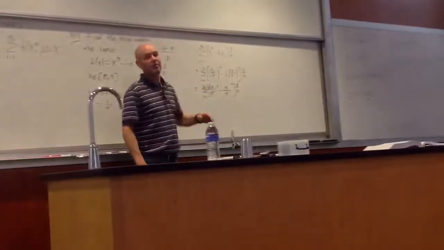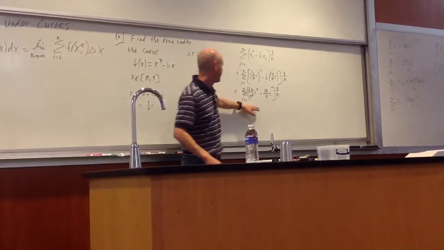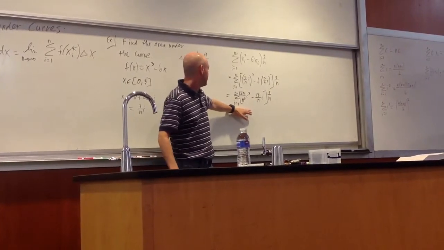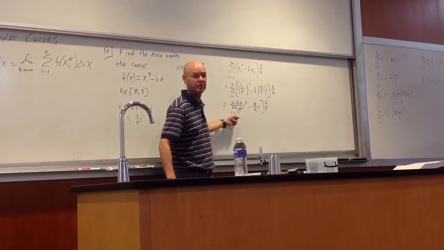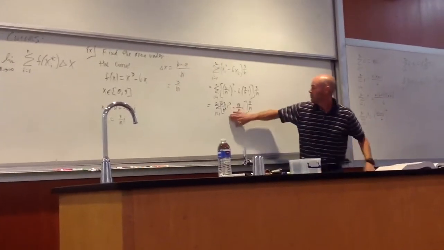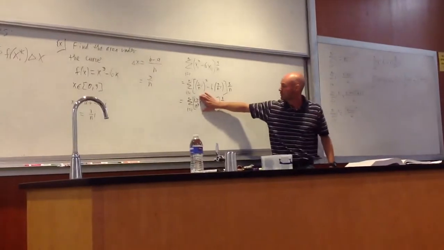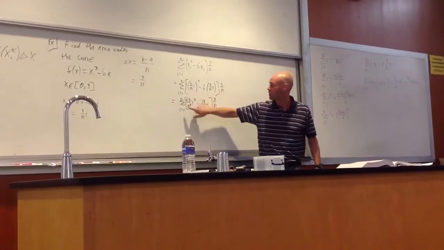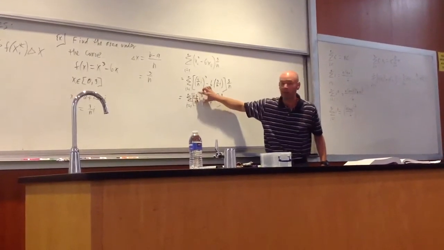Now, I'm going to summarize all this in just a few minutes, but before I get going, I'm actually going to break these into 2 separate pieces here. Please note that the 27 over n cubed is a constant relative to the summation. There's no function of i in here anywhere.